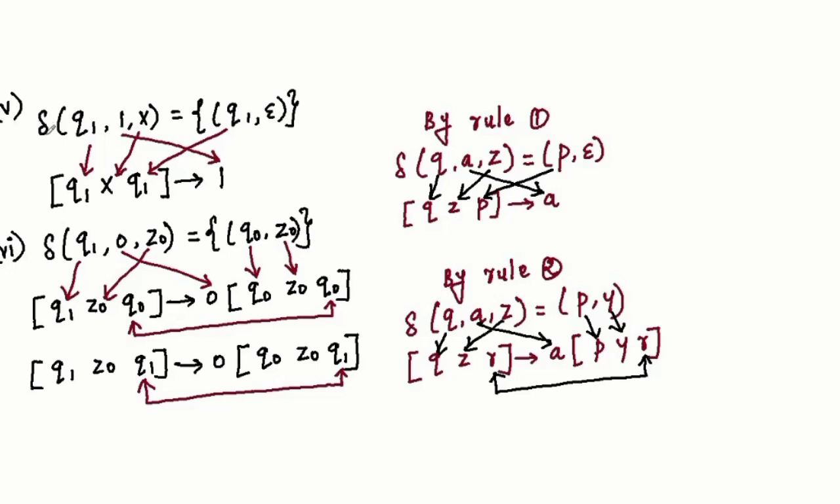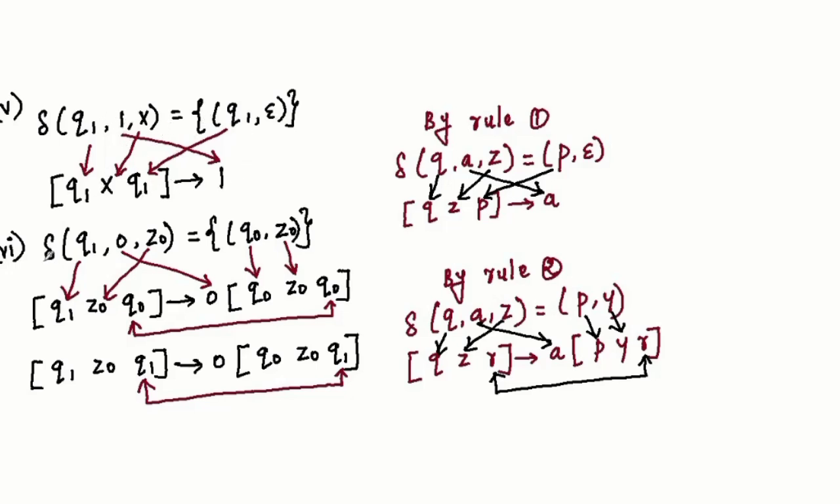Fifth transition function: del of Q1, 1, X equal to Q1, epsilon. Then the grammar rule is del of Q A Z equal to P comma epsilon. This applies when a symbol is popped from the stack and not replaced. So Q Z P tends to A. In this format, we will frame the line of context-free grammar. Since stack symbol X is popped without replacement, Q1 X Q1 tends to 1.